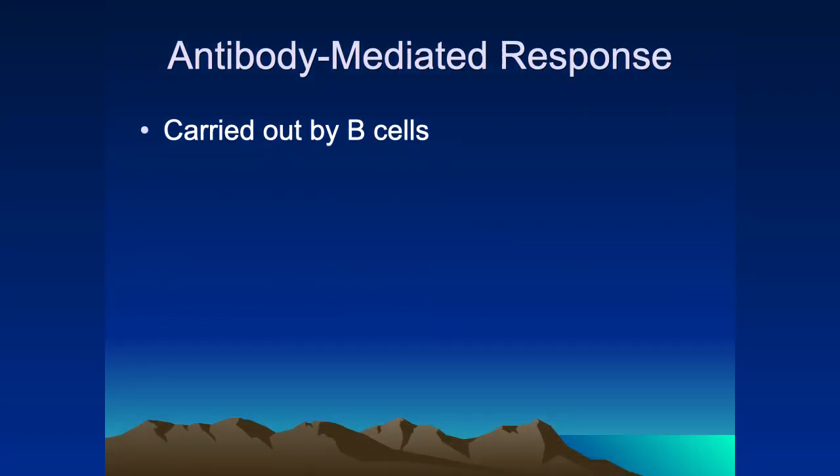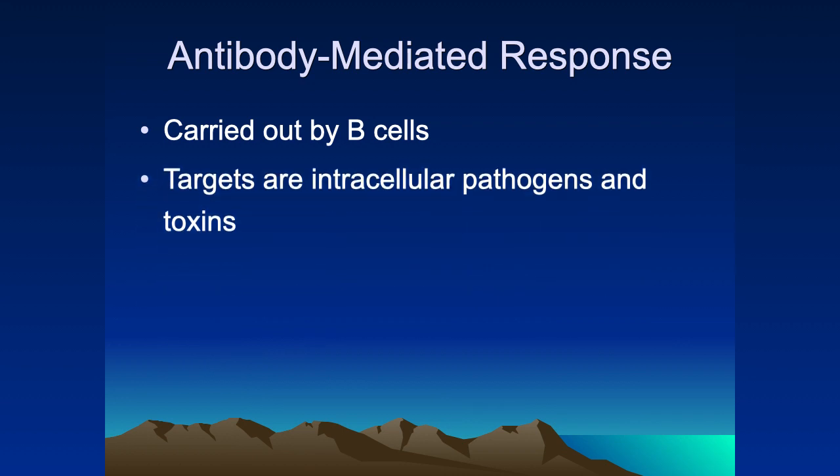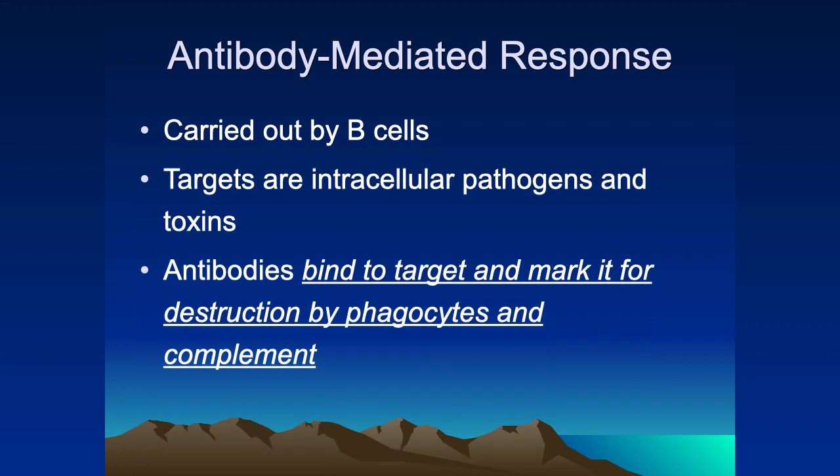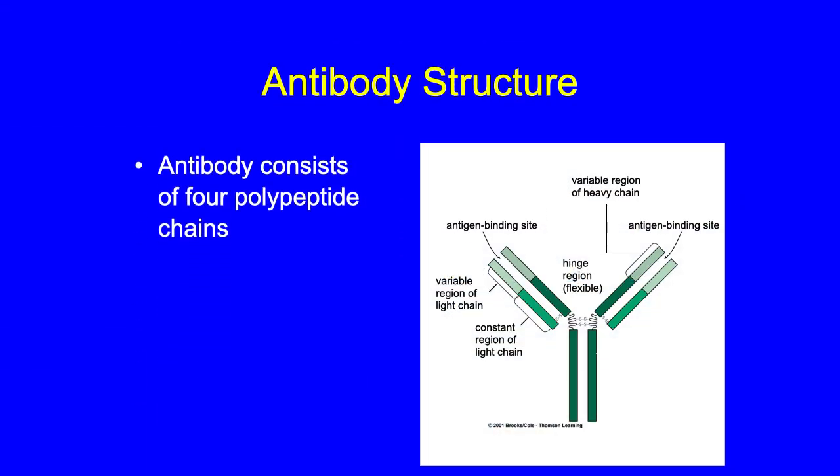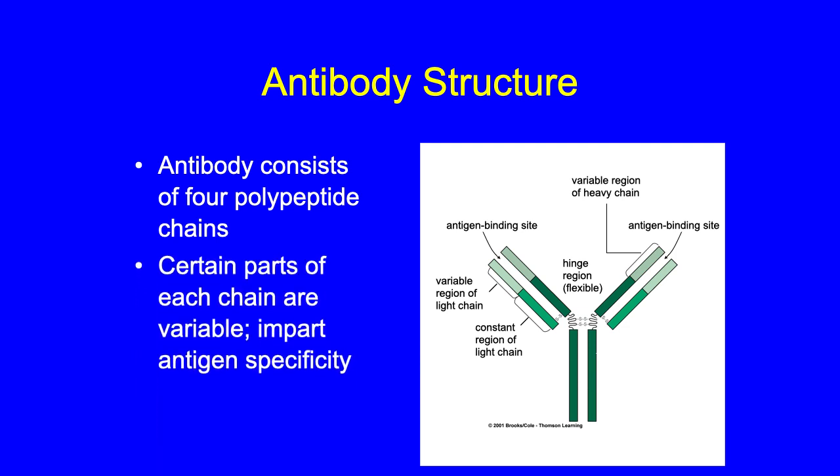Antibody-mediated response is carried out by B cells. Targets are extracellular pathogens and toxins. Antibodies bind to the target and mark it for destruction by phagocytes and the complement. So we see the antibody structure right here. An antibody consists of 4 polypeptide chains. Certain parts of each chain are variable and impact the antigen specificity.